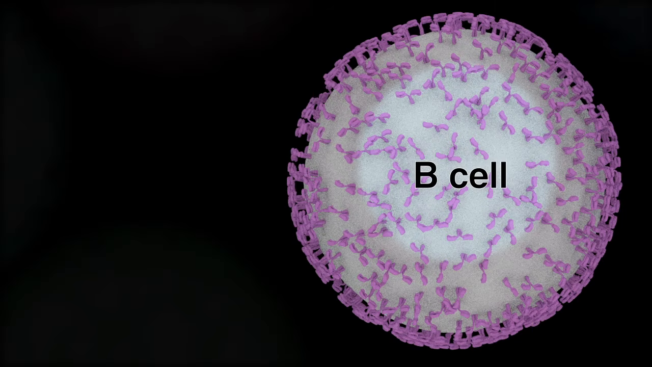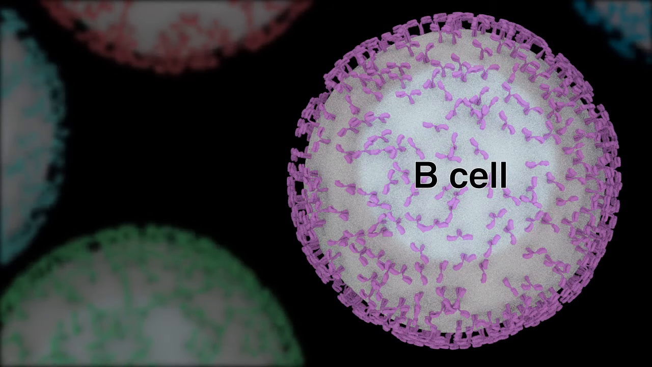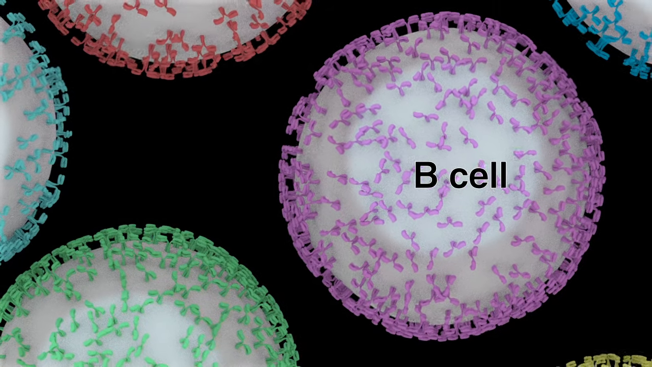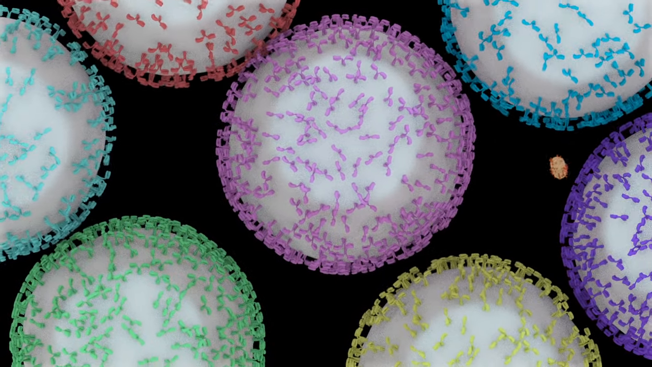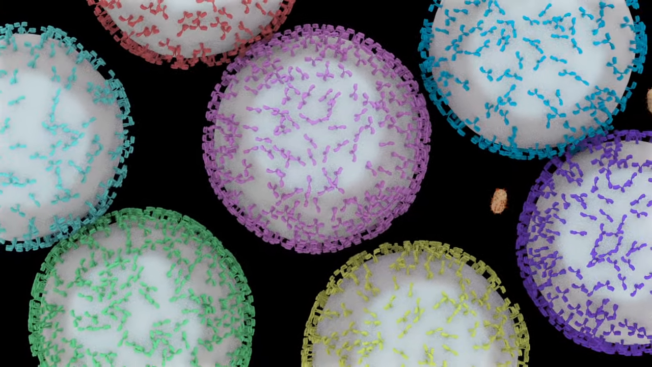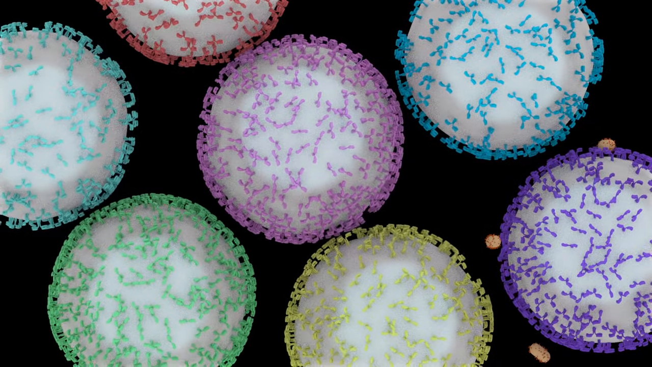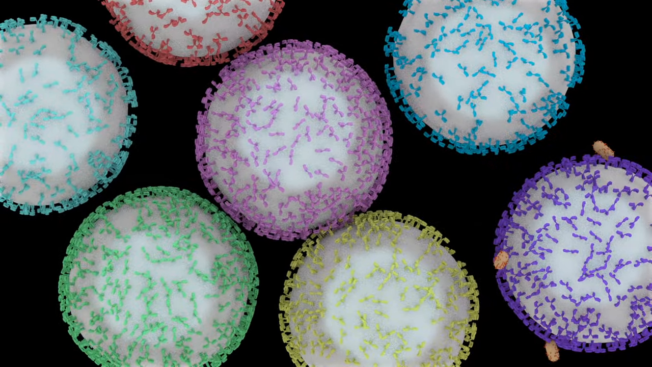Antibodies are produced by specialized cells within the immune system called B lymphocytes or B cells. The immune system recognizes a wide array of antigens by producing millions of different types of antibodies, each recognizing a different antigen, with each B cell producing only one particular antibody.